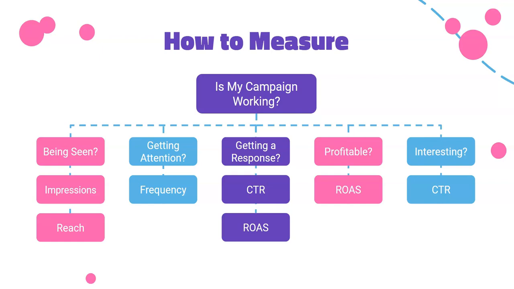And finally, here's a quick infographic on how to measure whether your campaign is working or not. To see whether it's being seen, look at your impressions and your reach. If it's getting attention, look at your frequency. Is it getting a response? Look at your click-through rate. Is it profitable? Look at your return on ad spend. And is it interesting? Is it generating a click-through rate? This cheat sheet will also be posted alongside this video.